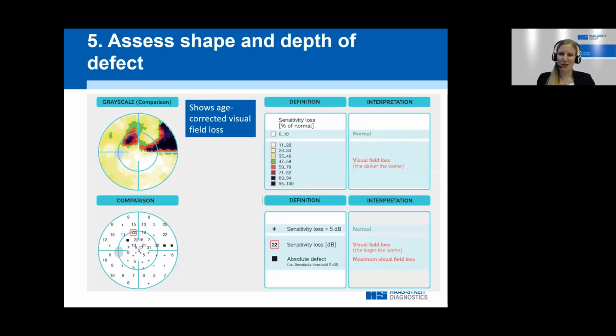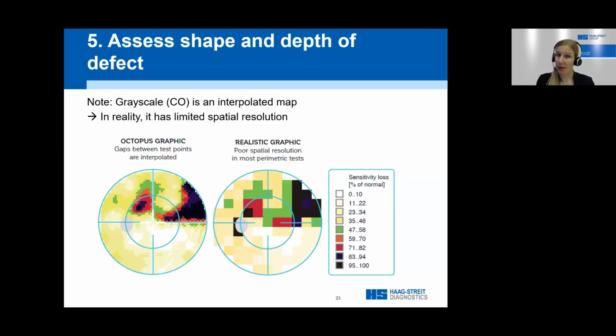So now we've covered the difficult part, and now let's move to a very simple one, grayscales or comparisons. Comparisons is the equivalent to the total deviation on a Humphrey printout. It just shows us the loss either in numbers or in a color scale. I don't think I need to say much about this. I think that's all well known, except for one thing. Don't interpret something into it that's not there.